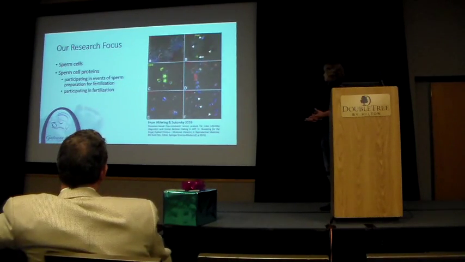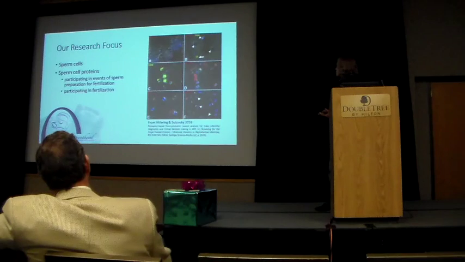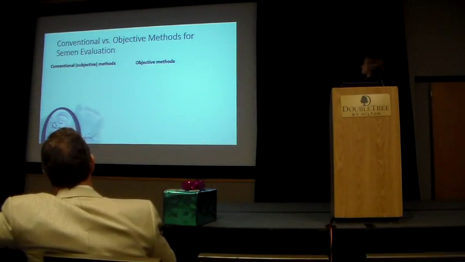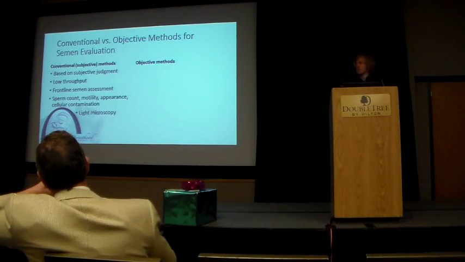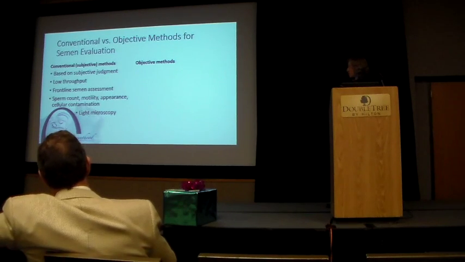DNA of the sperm is stained with the DNA dye, so we can see blue heads, and these biomarkers associated with infertility are either red or green color. So just a few quick words about the conventional versus objective methods. Most of it Dr. Ahlering already said. So the conventional methods are very basic semen analyses, which are based on the subjective judgment of andrologists. So depending how good the andrologist is, the results are only as good as that.